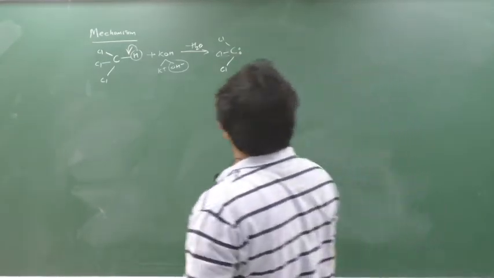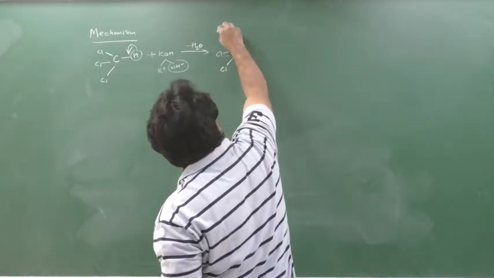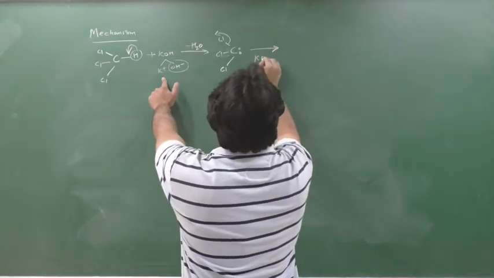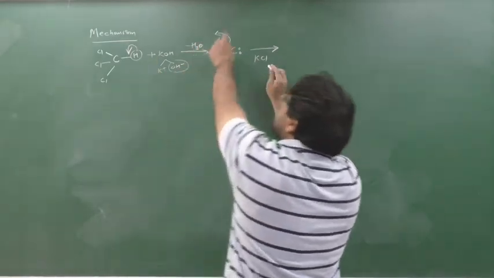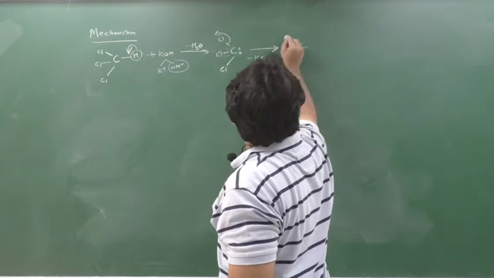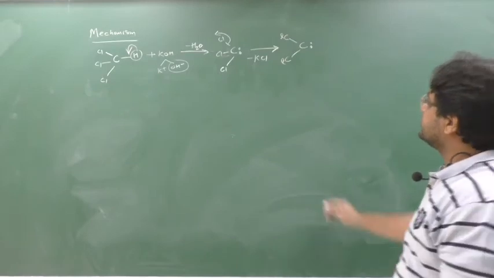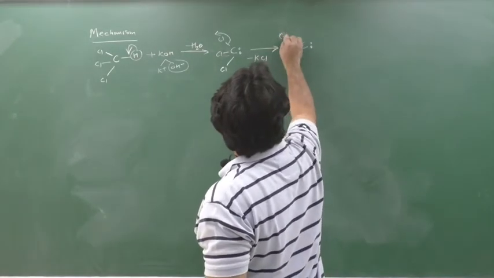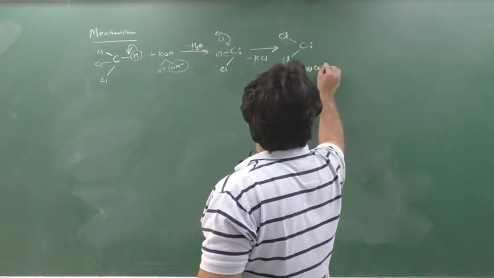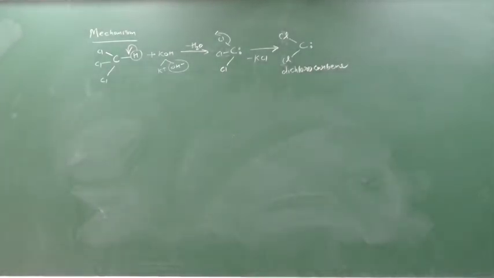Now, second step. This chlorine is a good leaving group, as you know, so it can easily release as Cl minus. There is a presence of K plus, so there will be generation of KCl, and this compound will be generated, with Cl, Cl, and one lone pair. This itself we call dichlorocarbene. We have done this previously, somewhere in alcohol, phenol, ether.